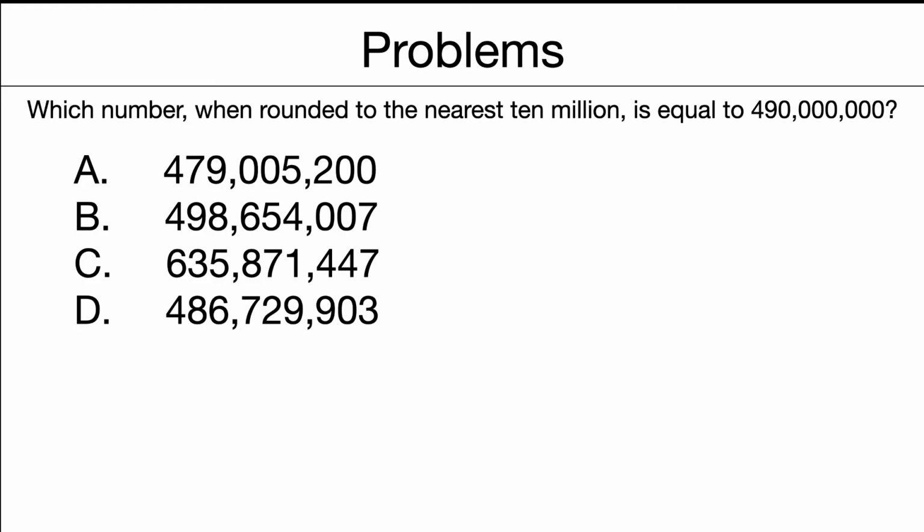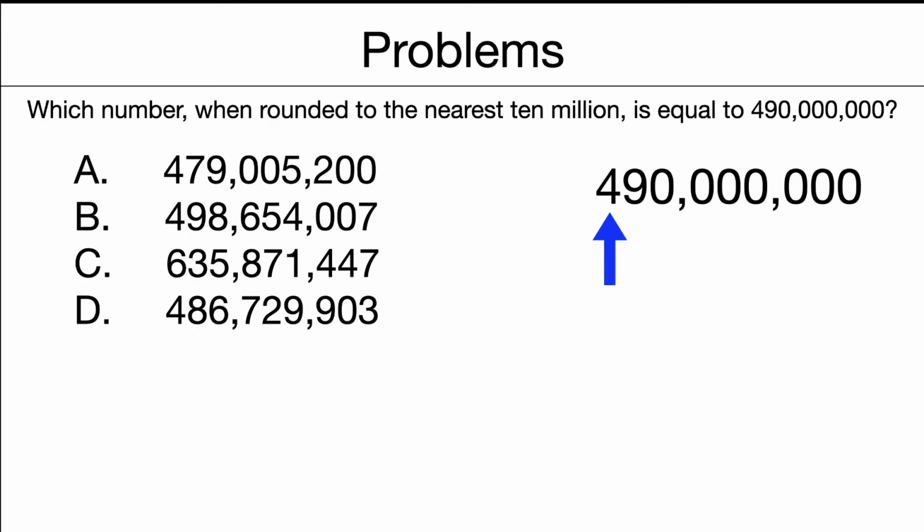Which number, when rounded to the nearest 10 million, is equal to 490 million? It's a little bit harder problem because we're going to have to look at all A, B, C, and D and figure when we round it, which one is going to equal 490 million. When I look at my answers, do you notice that our answer that we need to round to is 400 million? Well, look at answer C. That's 600 million, so right away I know that that cannot be the answer.